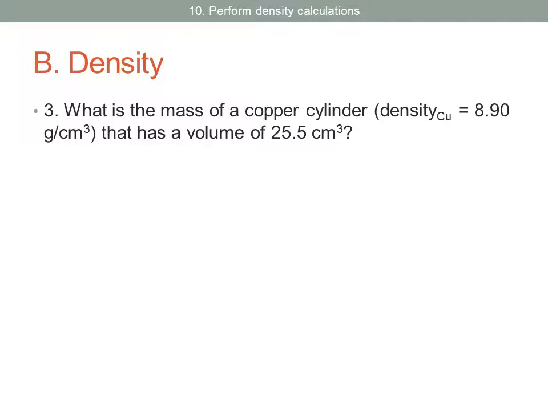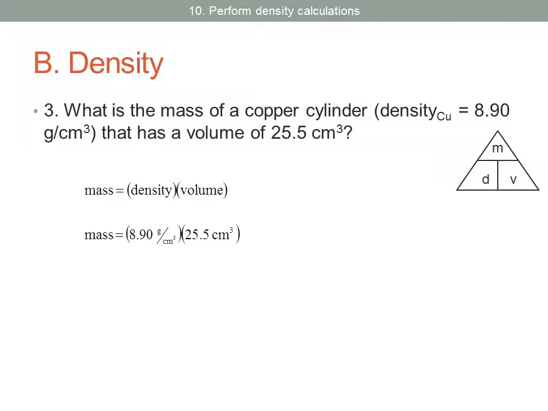Next question. What is the mass of a copper cylinder? And we're told the density of copper is 8.90 grams per centimeter cubed. That has a volume of 25.5 centimeters cubed. So here we're asked to find mass. So in order to use this equation here, we cover up mass, and we see density is next to volume. That means we multiply. So mass equals density times volume. We can substitute in our values here. We have 8.9 grams per centimeter cubed, that's just here from the text, times 25.5 centimeters cubed.